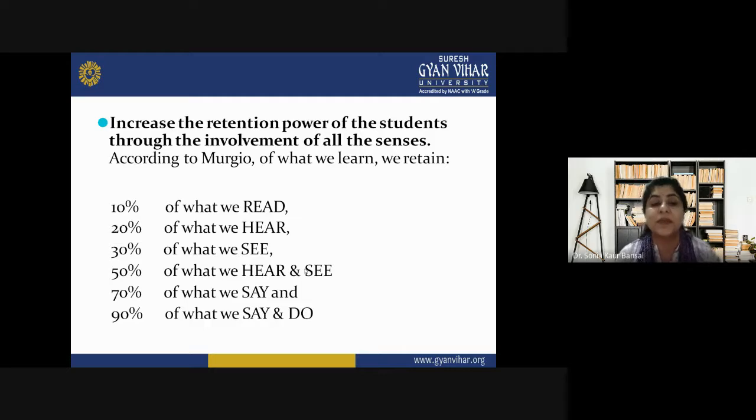So that is the percentage. We retain 10% of what we read. If we have read something, we keep it to ourselves, and it is increasing our learning up to 10%. And of what we hear, it is 20%, and 30% of what we see. If we see something, then we retain it. I'm talking about 30% retaining.